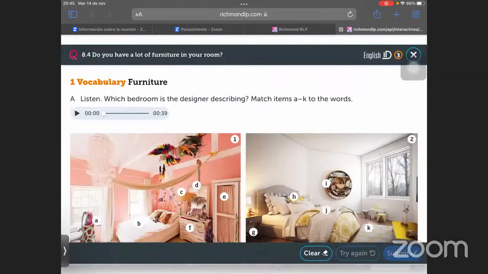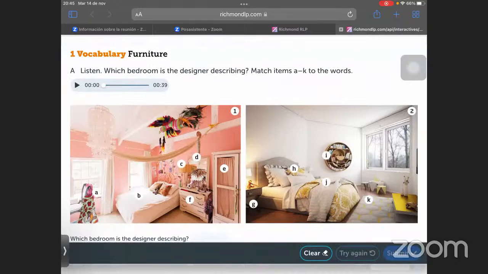Okay. Good, good, good. All right, it says, listen, which bedroom is the designer describing? Then match items A to K to the words. Here we go. Audio 8.13.